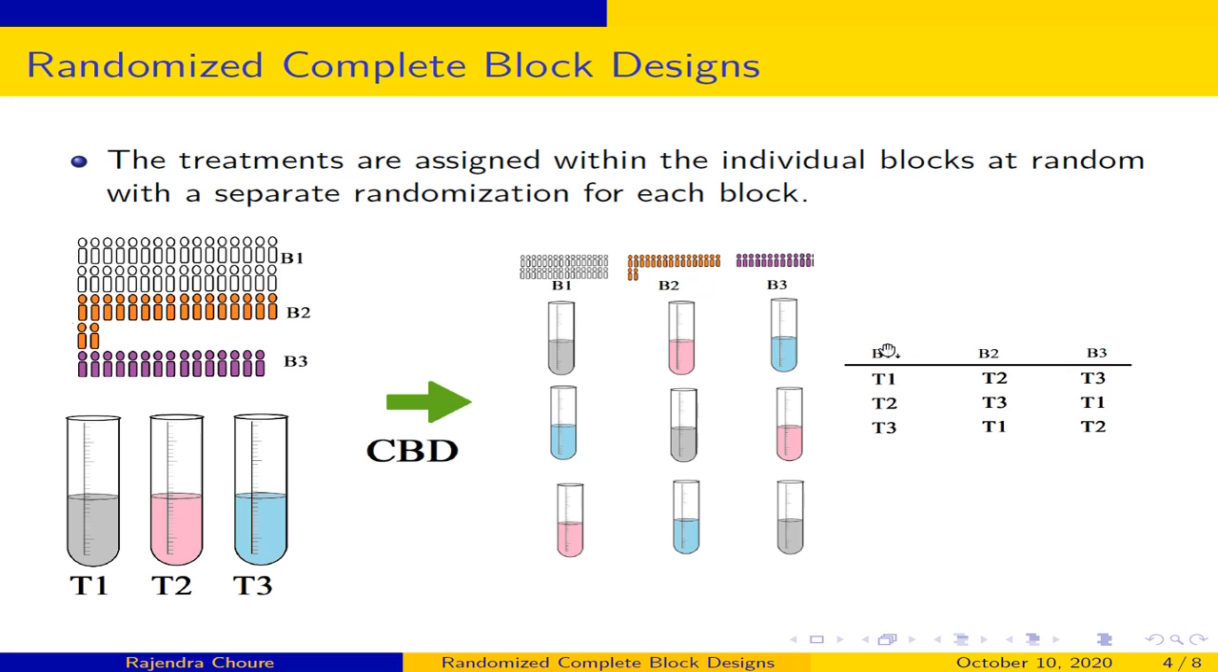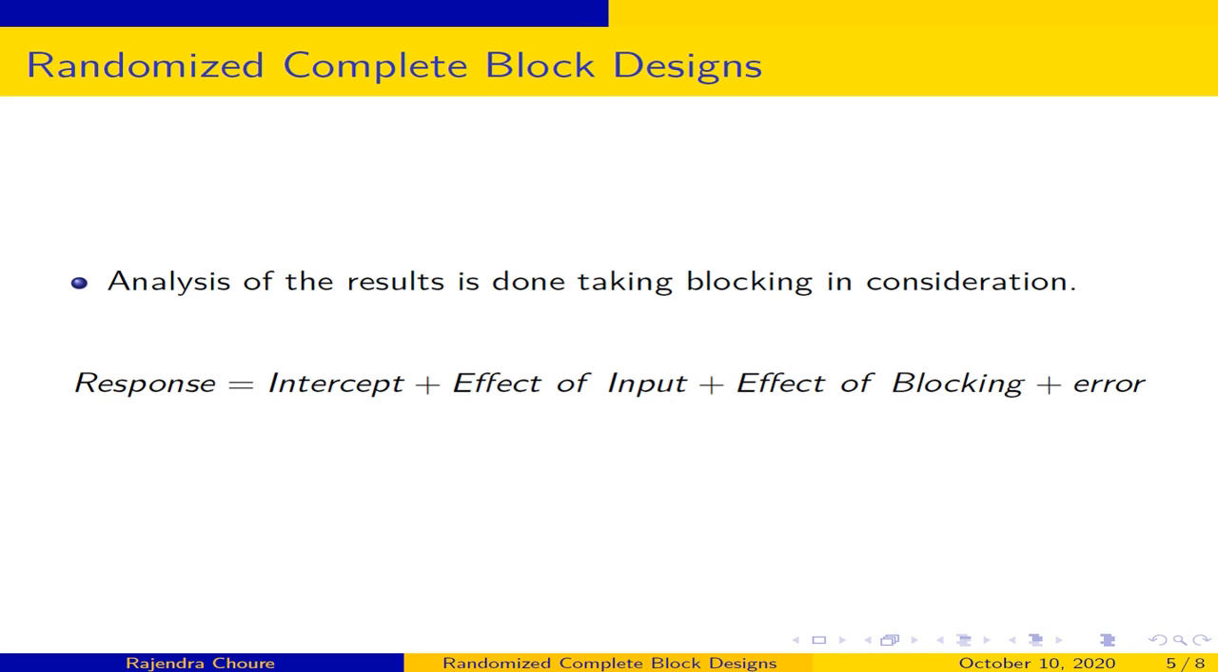And to a population in the B1 block, these three treatments are assigned in a completely randomized manner. For B2 also, these three treatments are assigned in a completely randomized manner. And after completion of the data collection, analysis of the results is done taking blocking into consideration. And the following model is fitted there. Response is equal to intercept plus effect of input plus effect of blocking plus error.